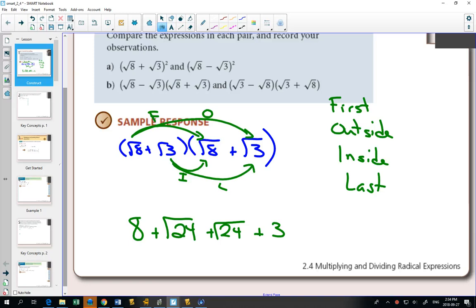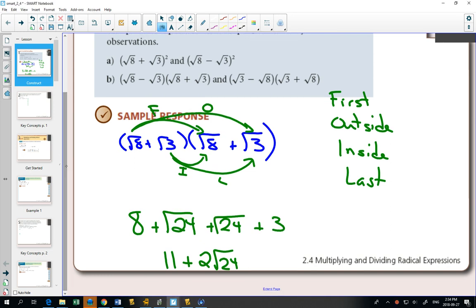And so after multiplying these out, we've got to do the same thing we did in section 2.3, is simplify this. Well, I can put 8 and 3 together. That makes 11. And I can put root 24 and root 24 together. That would be 2 root 24s.